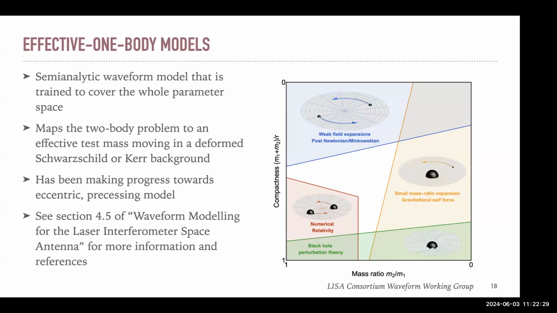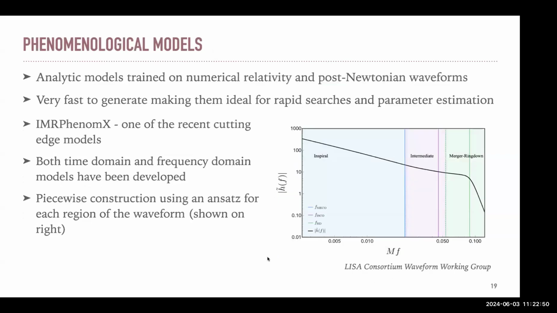That might be the first time I've said precessing spins. So for those of you unfamiliar, when we say aligned or anti-aligned, that means your spin axis is aligned or anti-aligned with the orbital angular momentum. Precessing means not aligned with those, and you're going to get an orbital plane that precesses. Generally makes things more complicated, especially for models.